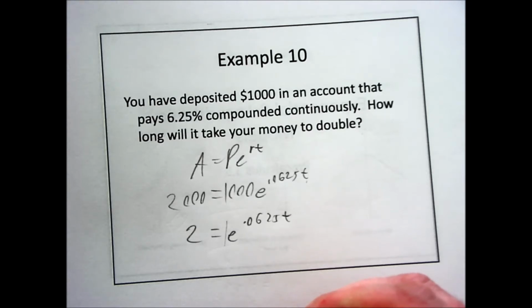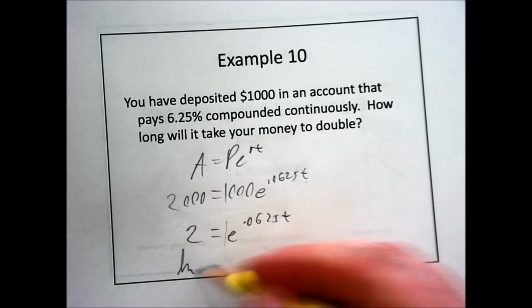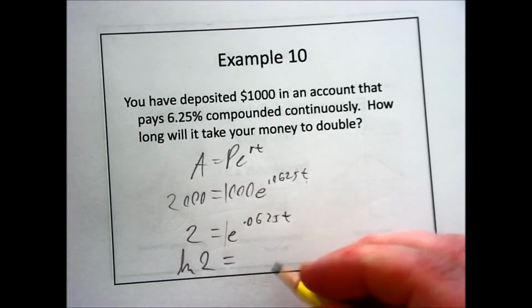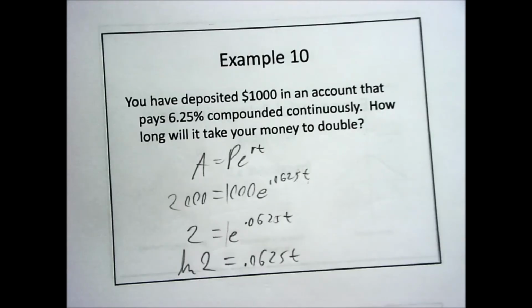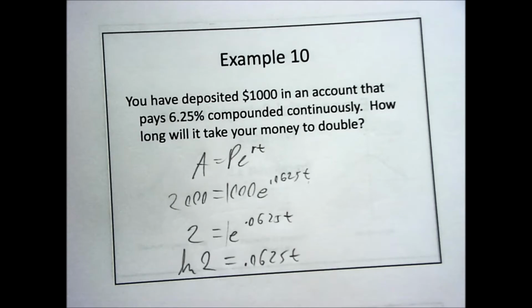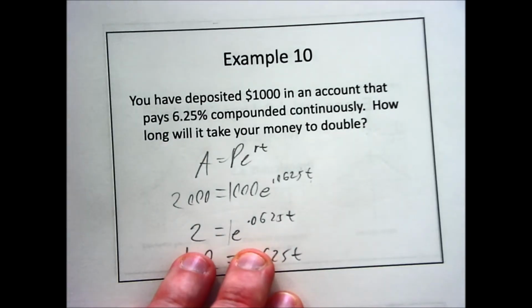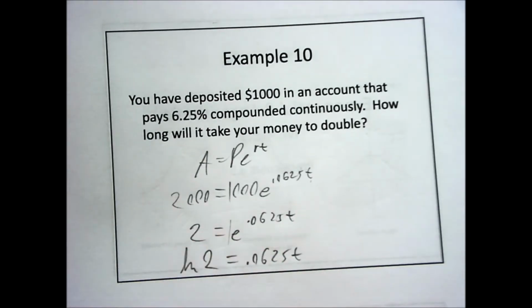Either way, when I go to solve this, what am I going to do? I would change it to logarithmic form. So what would that end up looking like? What's your base? e. So natural log of 2 is equal to 0.0625t. Does that make sense? You could also, up at this point, take natural log of both sides. You get the exact same thing.